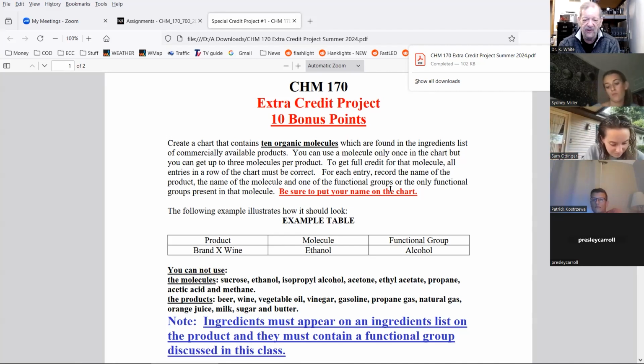All right. Now, to get full credit, 1 point for that molecule, all entries in a row of the chart must be correct. For each entry, you have to record the name of the product, the name of the molecule that you're using from that product, and one of the functional groups, if there's more than one in that product, or only one, if it's the only functional group that's in that molecule. Be sure to put your name on the chart. I used to have that when they'd hand it in face to face and students wouldn't.